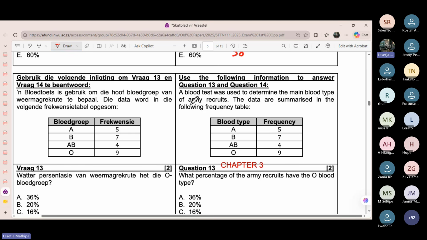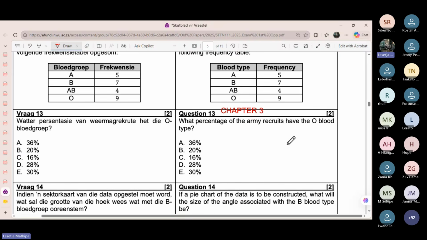So when you are given a frequency table, we have blood types A, B, and O, and we are given the frequencies. They're asking, what percentage of the army recruits have the O blood type? Remember what I said, the relative frequency, small letter r, is equal to the frequency divided by n. Now, do we know the value of n?